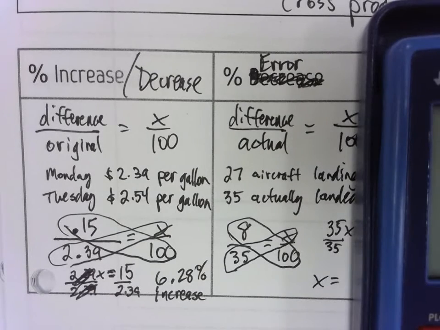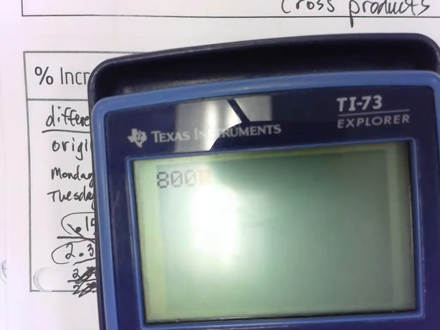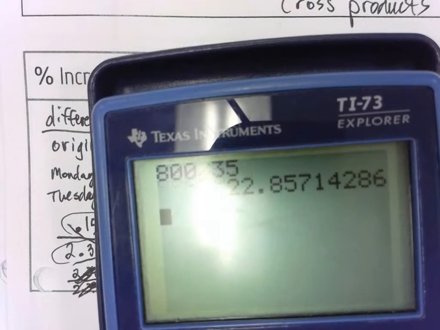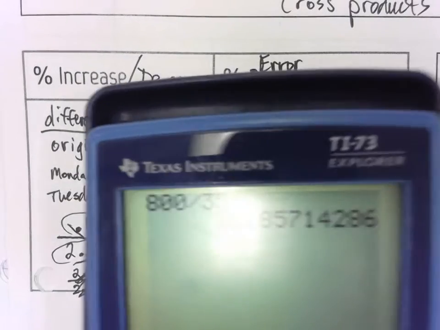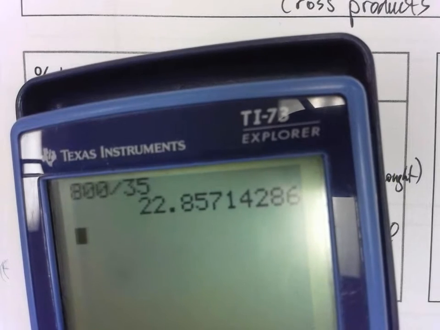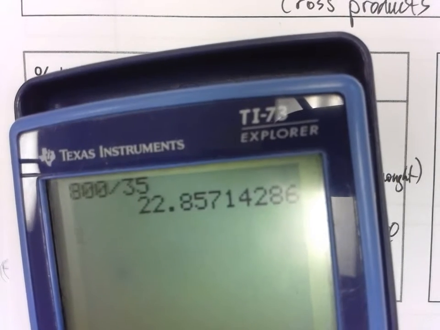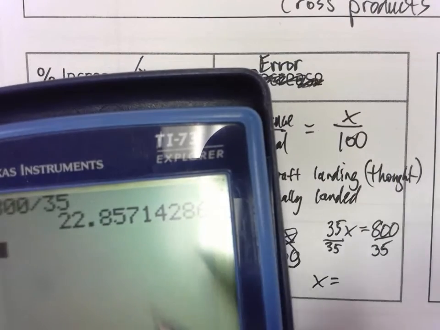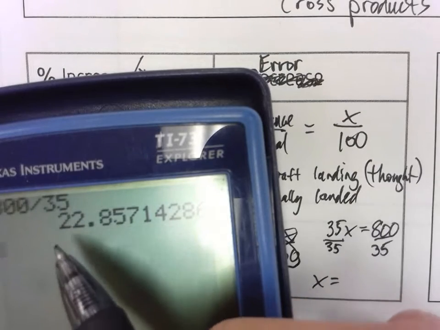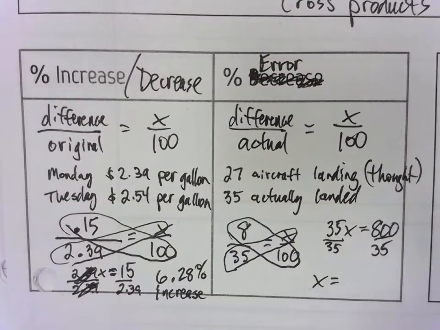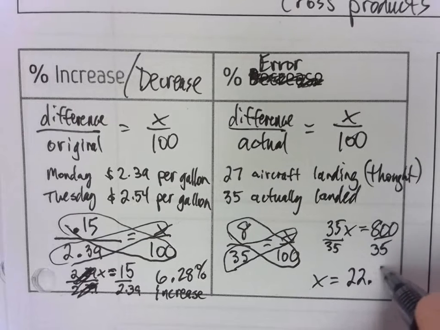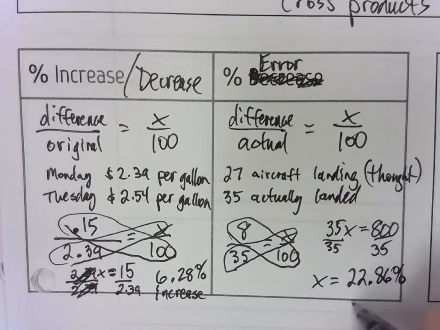Let's see. 800 divided by 35. Now I had an error. Let me get that where I don't have so much. 22.857. So since there's a 7 right there, I'm going to have to round that up to a 6. So 22.86% error. Make sure you put the percent sign on the end of that.